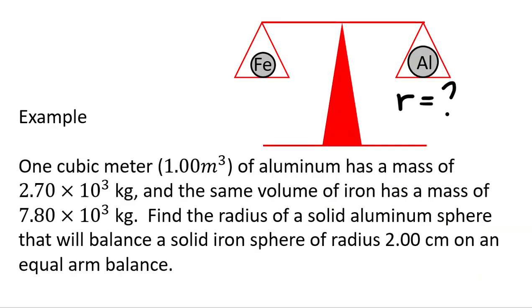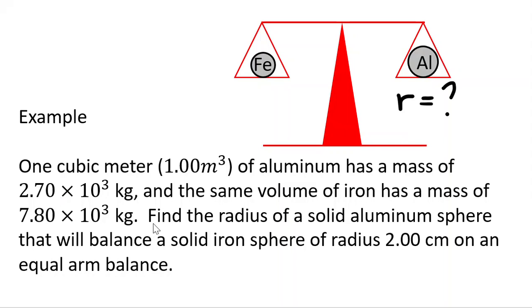So the problem reads, 1 cubic meter of aluminum has a mass of 2.70 times 10 to the 3rd kilograms, and the same volume of iron has a mass of 7.80 times 10 to the 3rd kilograms. So it looks like they're trying to give us some information so that we can come up with density values for these metals.